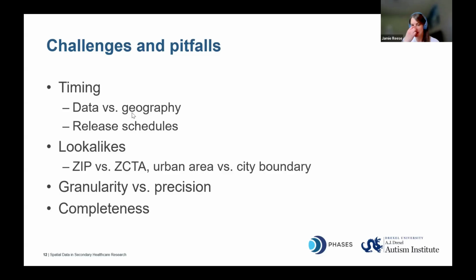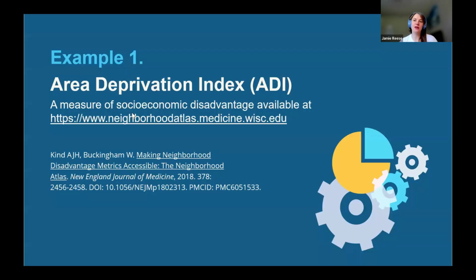Okay, so let's go into some examples. First, we're going to walk through how you would go about using a spatial join to match addresses to area deprivation index, which we talked about a little bit earlier. Area deprivation index, if you haven't heard of it, or ADI, is a measure of socioeconomic disadvantage. It's published by the Center for Health Disparities Research at the University of Wisconsin School of Medicine and Public Health. The website that they publish it to is called Neighborhood Atlas, and there's a link on your screen.